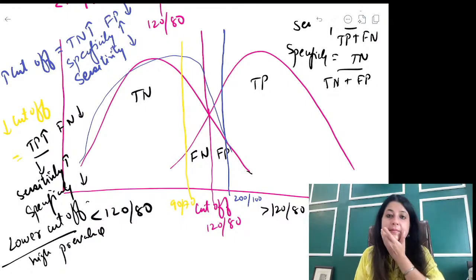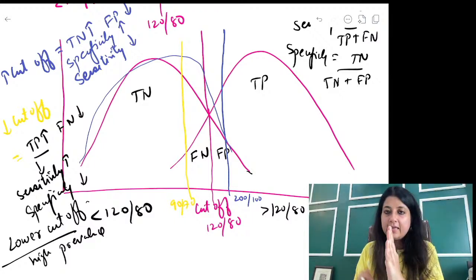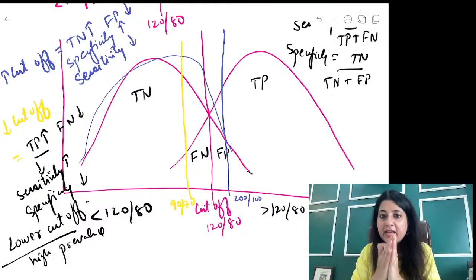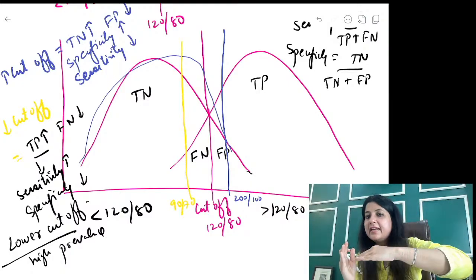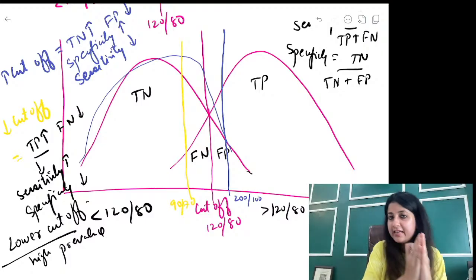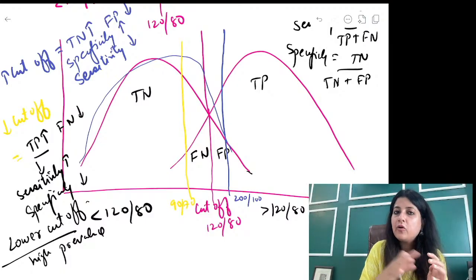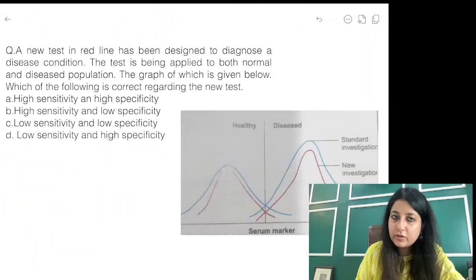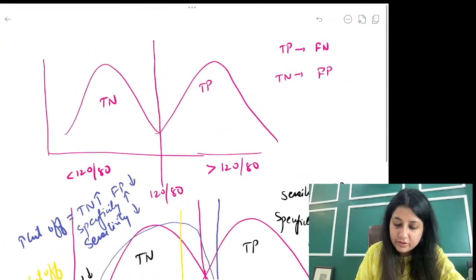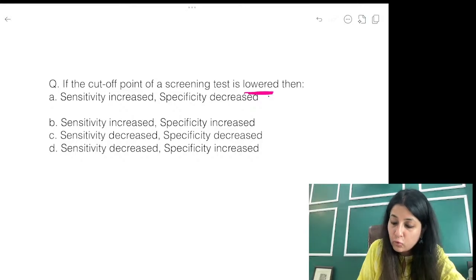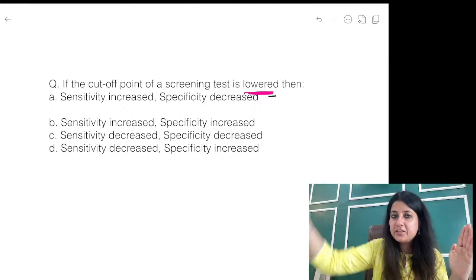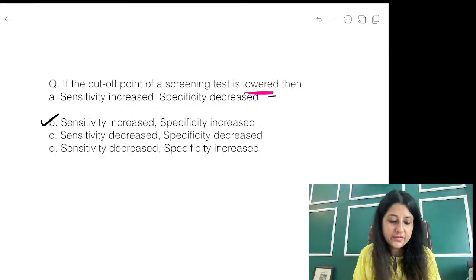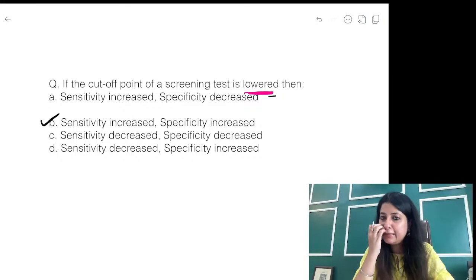You should know this image, guys. The cutoff is here; all the people who are more are true positives, all those who are less are true negatives. Now if I increase the cutoff, the left hand side increases, so true negatives increase. If I decrease the cutoff, more and more people will fall into the range, so true positives increase. Am I clear, everybody? The question asked was about lowering the cutoff. So you've lowered the cutoff, and the true positives side is increasing. Sensitivity increased, specificity decreased. Okay?